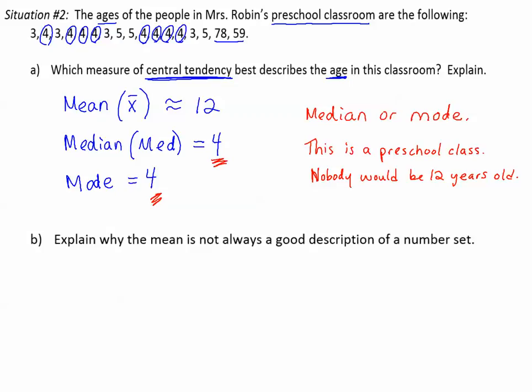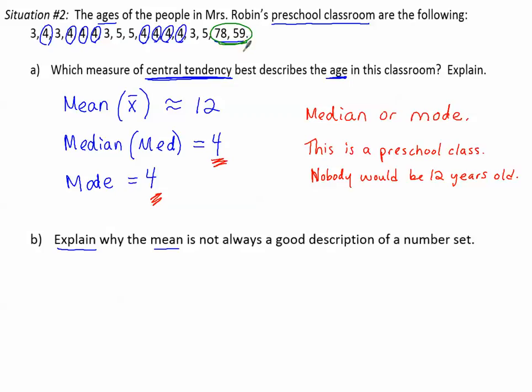How about the second question? Explain why the mean is not always a good description of a number set. Well, why do we think the mean is such a different number than we see here? Well, when we average, we add up all the numbers and use all the numbers and then divide. Well, remember that we said probably the teachers are these old ones, 78 and 59.